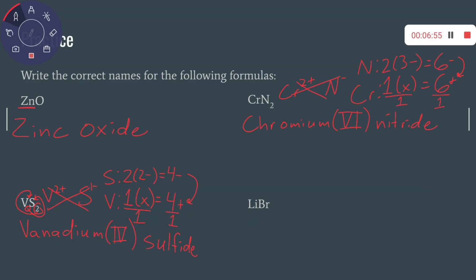Let's do the last one. We name the metal as is, lithium. Lithium only has 1 possible charge, so it doesn't need a Roman numeral. And now I can just name my anion. It gets that IDE ending to become lithium bromide.